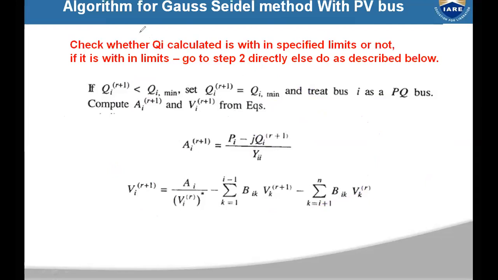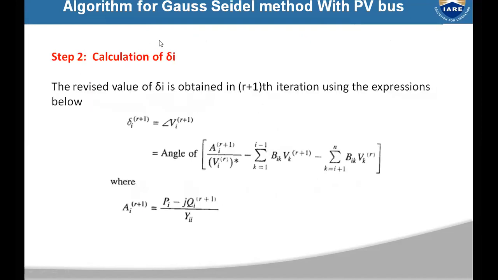Okay. So now let us assume that if your calculated value is within limits, then go directly to step 2. So step 2 is the calculation of your delta angle at the ith bus. Right. So the revised value of delta I. So how can you get delta I?